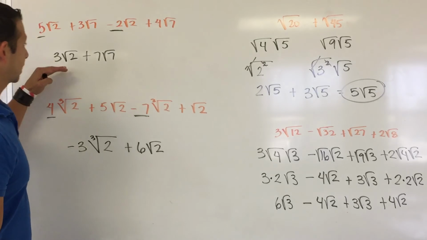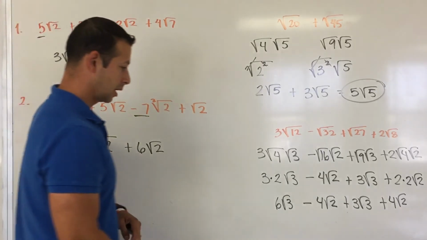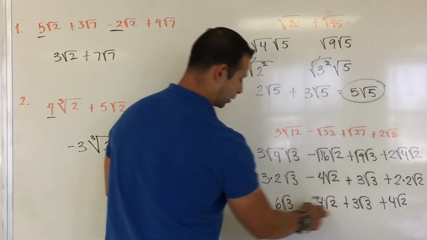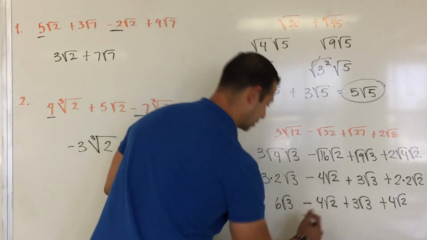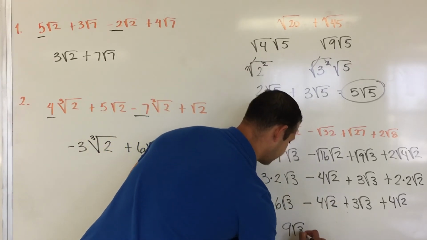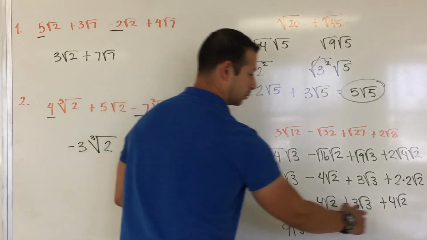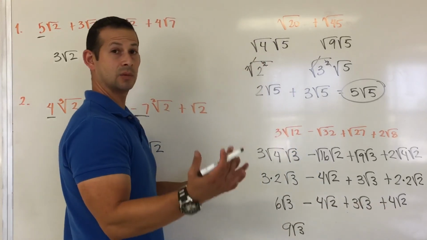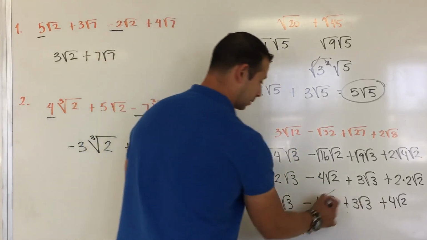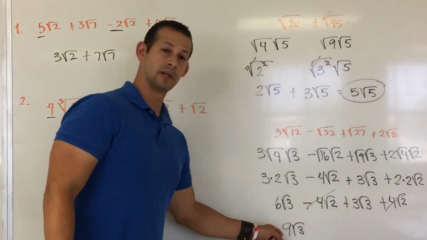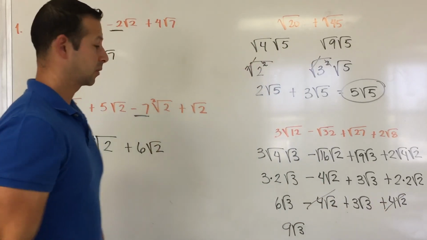Again, this goes back to something like number 1. We're going to combine them. Radical 3 with the radical 3. 6 plus 3 is going to give me 9. Negative 4 plus 4, that's 0. That cancels out. What am I left with? 9 radical 3.